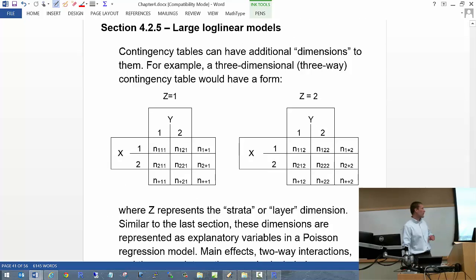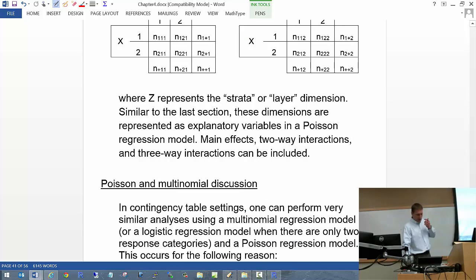So anyway, there's a 3-dimensional contingency table to show you what one would look like. And again, just write out the model in terms of a regression setting, or if you want to, in an ANOVA-like setting, include various interactions as needed, and you can use it.